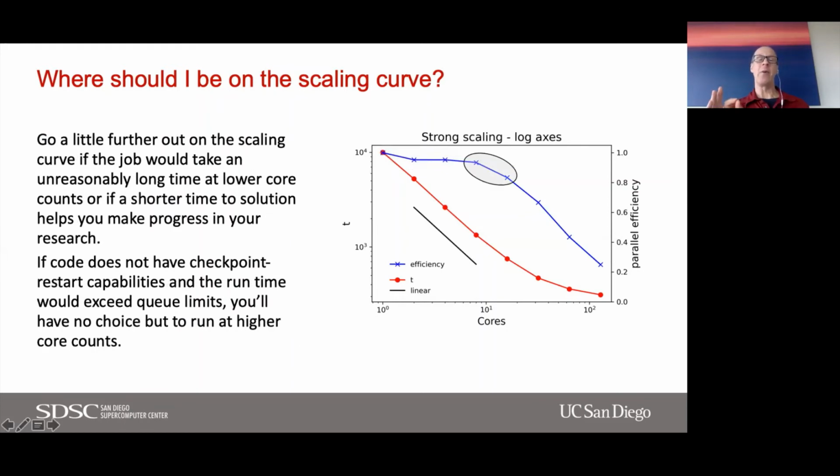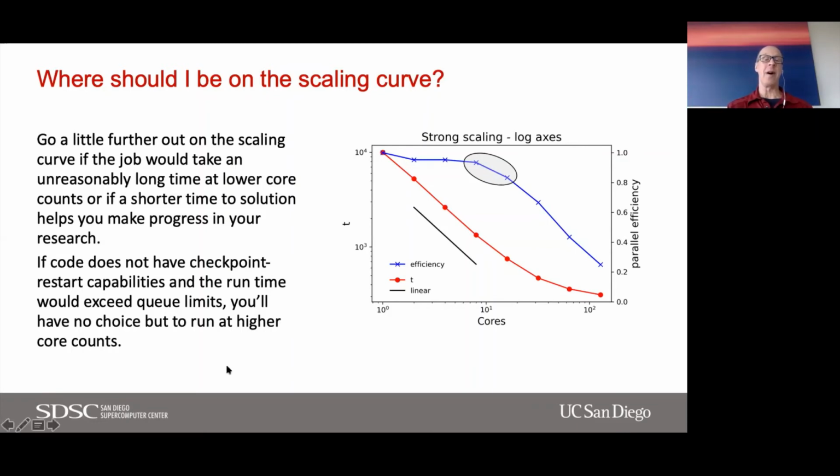Now, sometimes you're going to have to go a little bit further out on the curve. So, for example, if a job would take an unreasonably long time at lower core counts, or if a shorter time to solution helps you make progress in your research. Nobody wants to wait a week for their job to complete, and having that week-long delay every time, it's going to hamper the rate at which you can get your research done. So yeah, in those cases, you might want to go a little bit further out on the scaling curve.